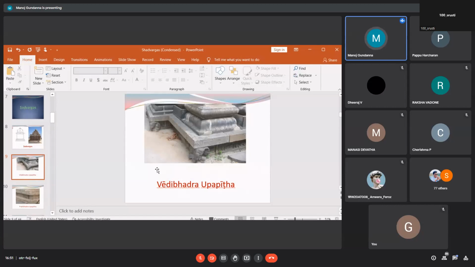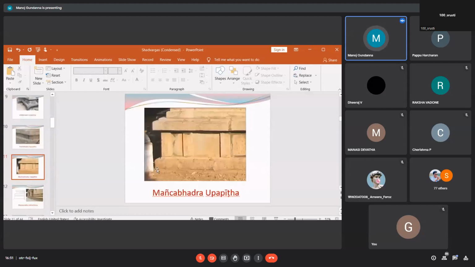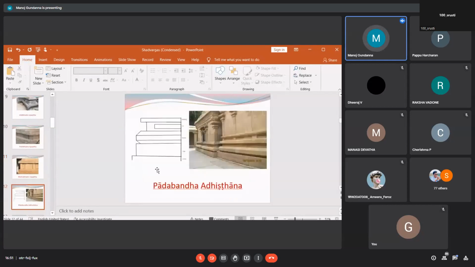There are three major varieties of Upapitas mentioned in the Vastu Granthas. This is the Vedhibhadra Upapita. We have a Pratibhadra Upapita and then a Manchabhadra Upapita. These are just the names given for the three major varieties of Upapitas. Above this Upapita is what is built, called the Adhisthana.